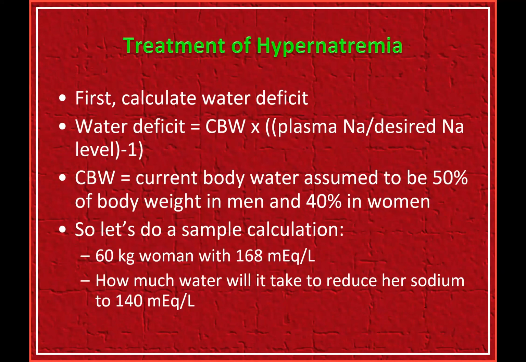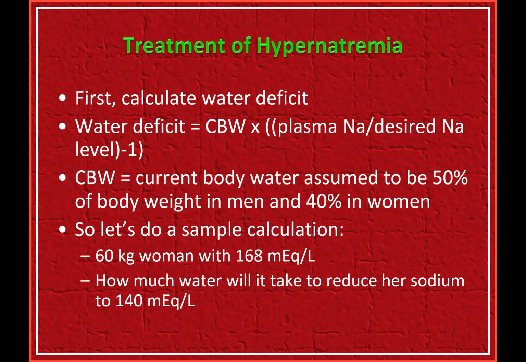How do I treat? First, calculate the water deficit. Just as we have calculated the sodium deficit there, we calculate the water deficit. How do I do that? This is the body water into plasma sodium by desired sodium level minus 1. So C is the current body water. Assume it to be 50% of the body weight in men and 40% in women. Just for calculation, a 60 kilogram woman is there, 168 milliequivalents is the sodium.